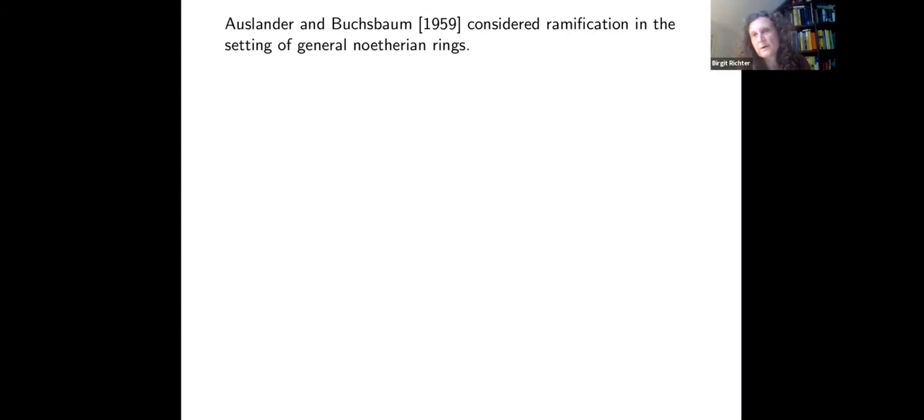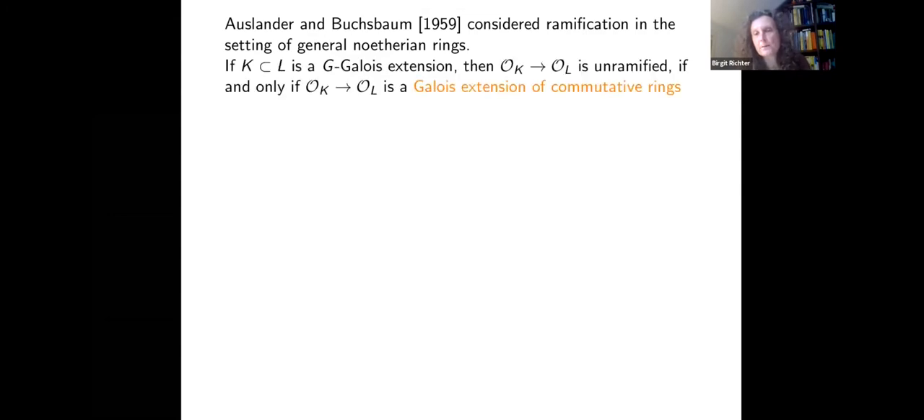So Auslander and Buchsbaum defined a more general notion for general Noetherian rings. This is pretty involved, so I won't do that. But Auslander then also went on to define Galois extensions for commutative rings in order to understand the completely nice case. So you have Galois extensions of commutative rings, then you have ramification, and then you might wish to distinguish the several types. If you start with a G-Galois extension of number fields, then the corresponding extension of rings of integers is unramified if and only if it's what they call a Galois extension of commutative rings.